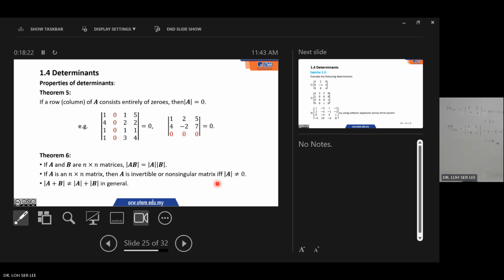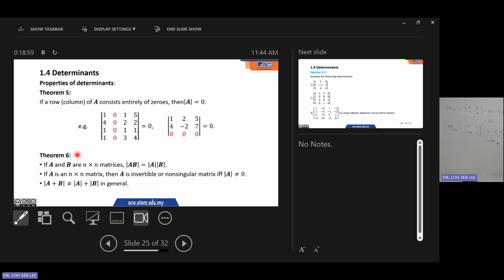Okay. Next one, theorem number 5. If any column or any row consists entirely of zeros, all zeros, no matter row or column, the determinant is 0. This one you can relate to the cofactor expansion. If you want to compute the determinant of this, we will choose this second column, right? All entries are 0, that means all components are 0. We sum them all, we get 0, right?